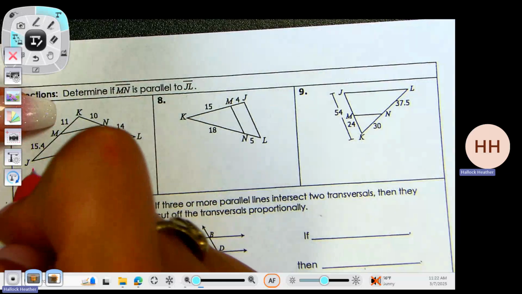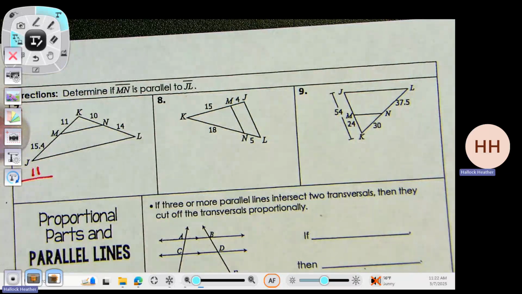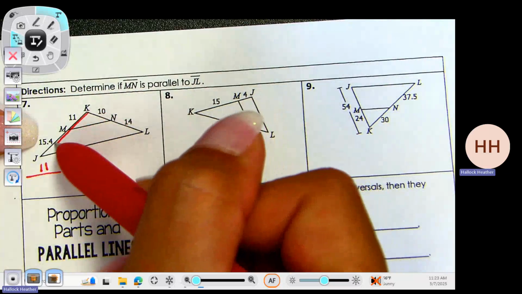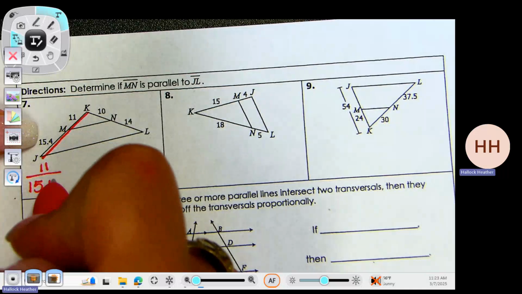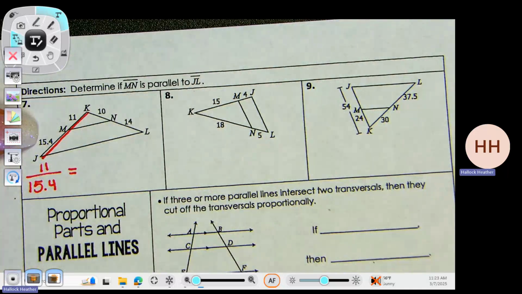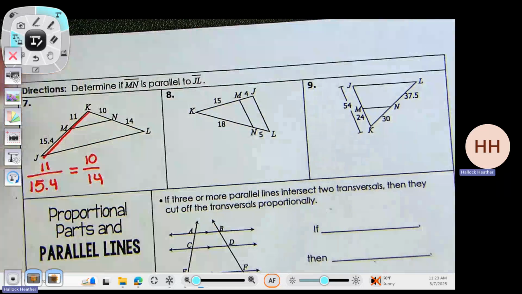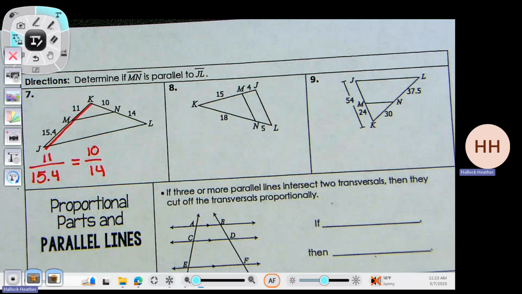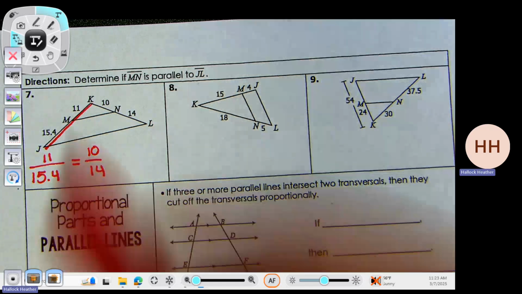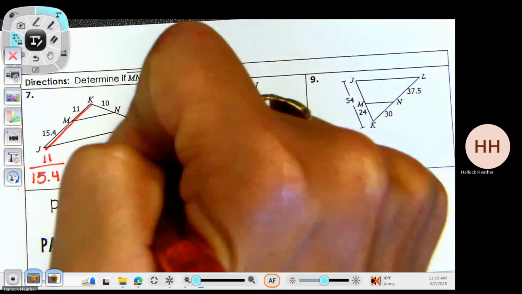So if I pick 11, 11 divided by 15.4, because they're on the same side, should be equal to 10 over 14. So just like we were doing, I think 2 days yesterday, we're going to divide. If we get the same decimal, we say yes. If we don't, we say no. So are they all the same? Heck yes. Try number 8.